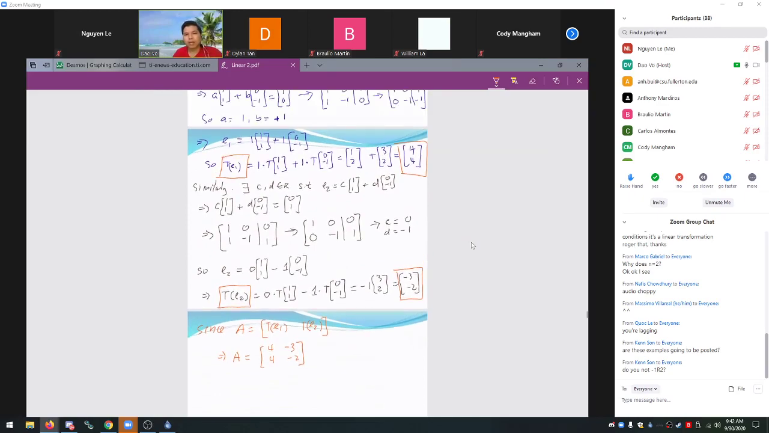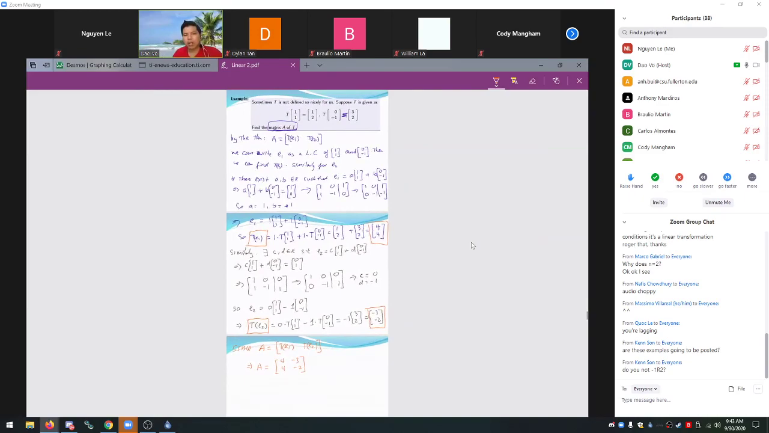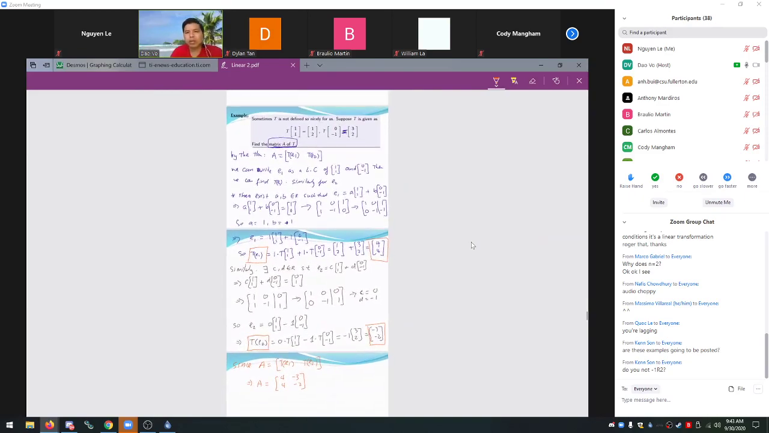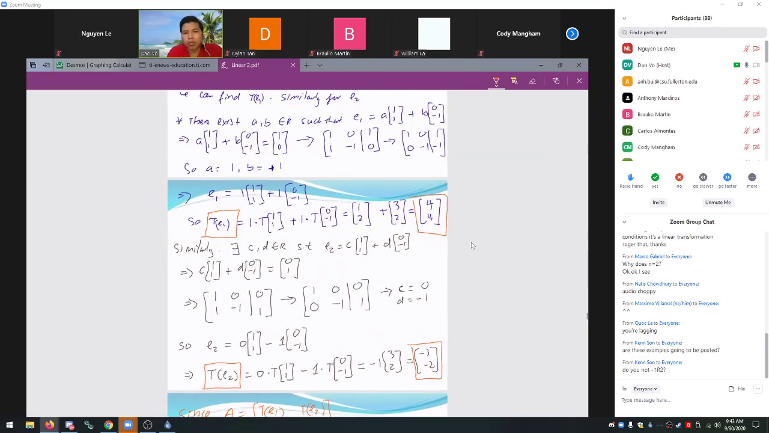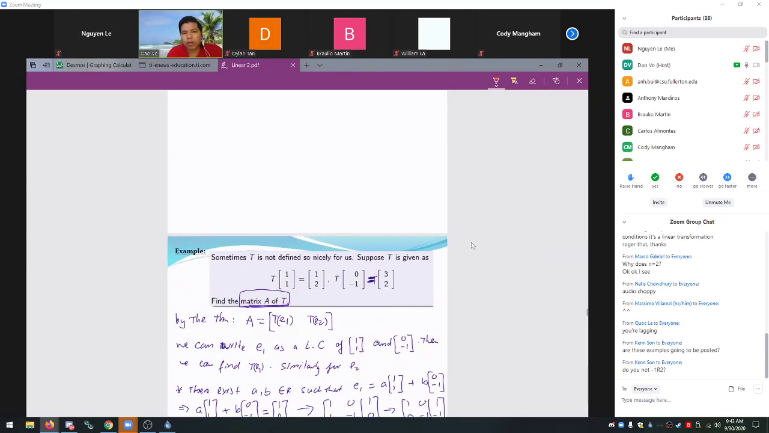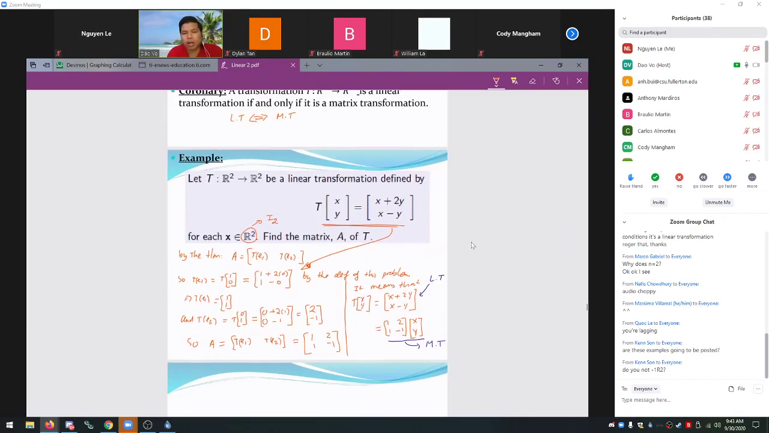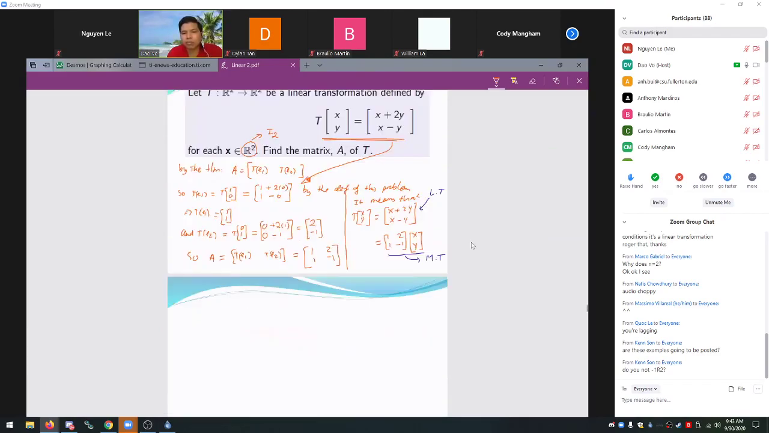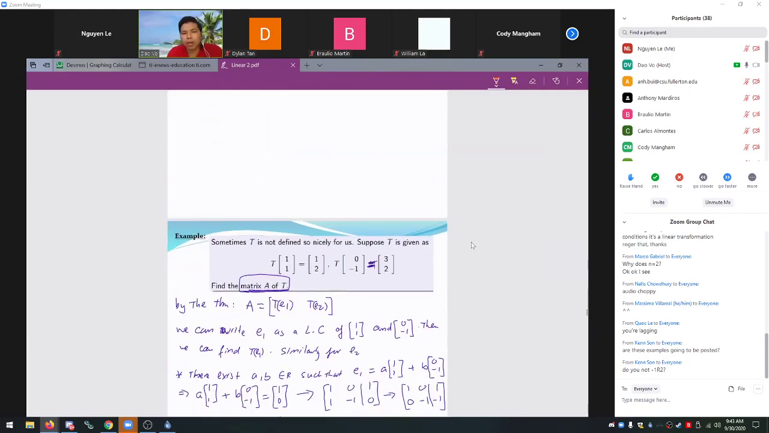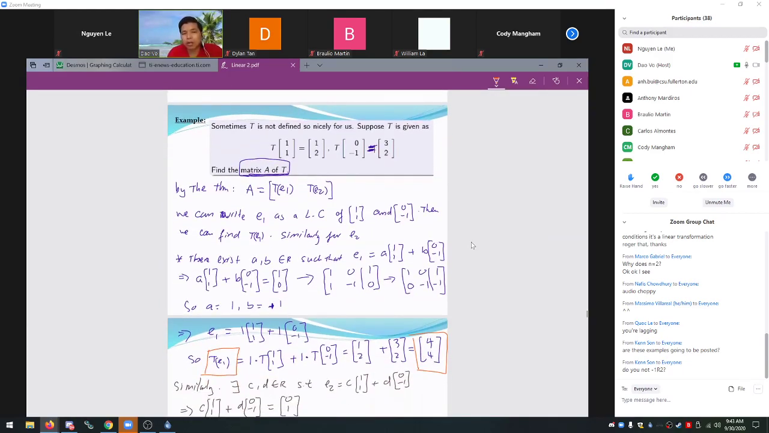All right, so that is how we are using the concept of linear combinations and the matrix transformation to find the matrix A when we don't know the formulas. If we know the formulas, it is very easy. You just plug in E1 and E2 and evaluate, and get the answer done. Now, if you don't have the formula, then we have to go indirectly to get the matrix A.